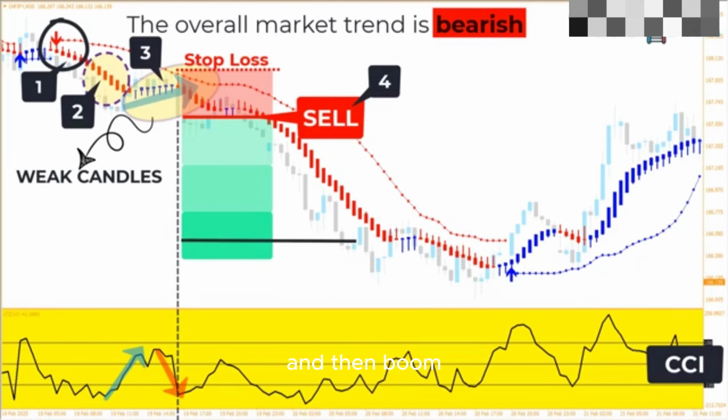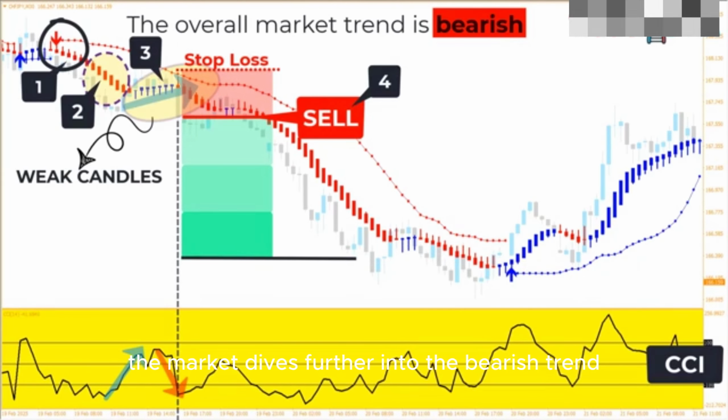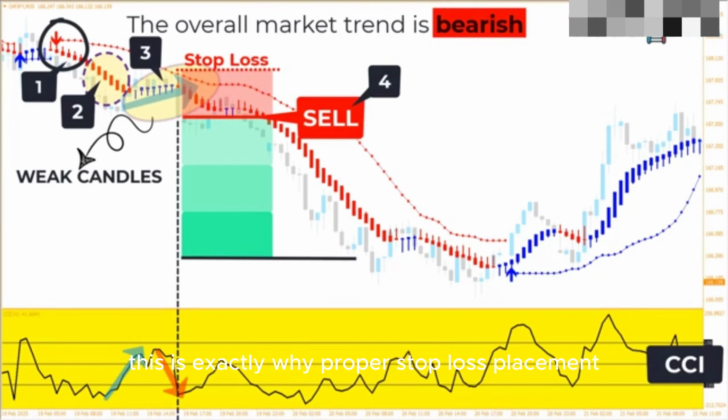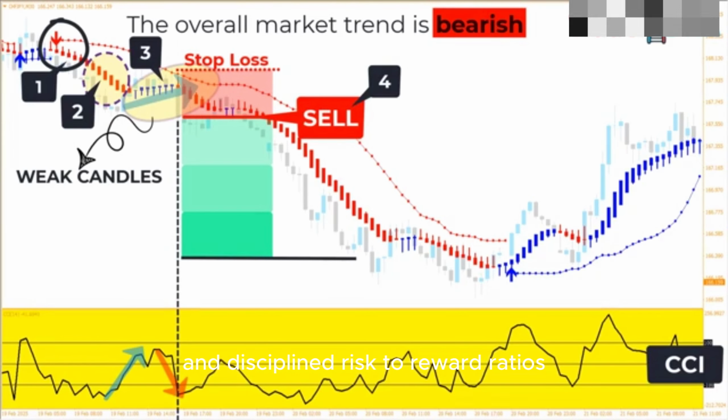And then boom! The market dives further into the bearish trend, moving quickly toward our profit target, locking in our gains. This is exactly why proper stop loss placement and disciplined risk to reward ratios are key to long-term success in trading.